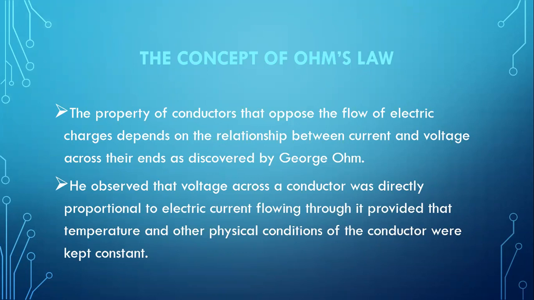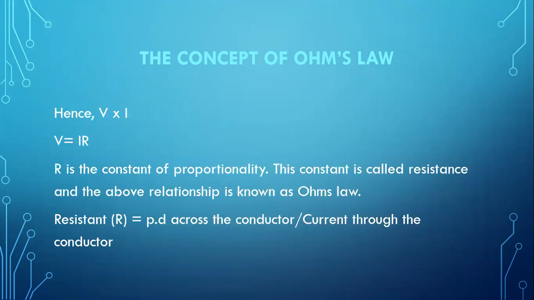So he observed that the current flowing through a conductor was proportional to the voltage across a given conductor, given that the temperature and the other physical conditions of such conductor were kept constant. Hence, he came up with this, and it can be described in a formula where you can say that the voltage is proportional to the current. Now, from there, we get that the constant is R, the constant of proportionality.